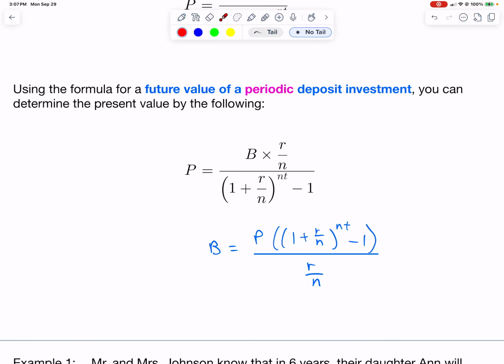So again, taking this equation, which is the future value of a periodic deposit, periodic being more than one deposit at a specific frequency, we said that the ending balance was going to be P times this entire quantity divided by r over n. So if we were to solve for P, then it's going to be B times this fraction divided by this entire thing. Okay, so we're just doing an algebraic maneuver. All right, so let's go ahead and see how this is applied in an example.